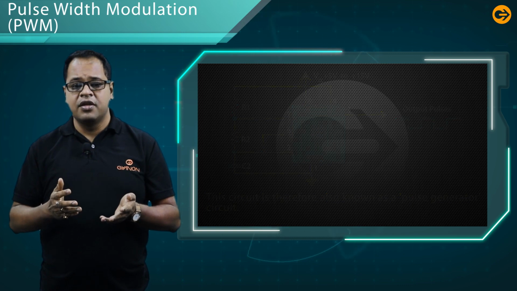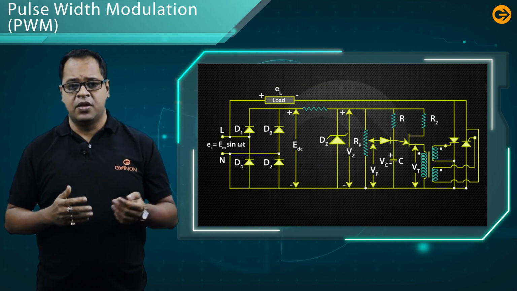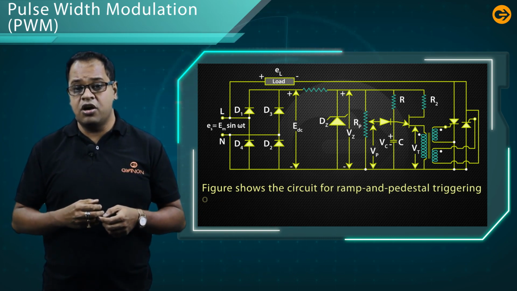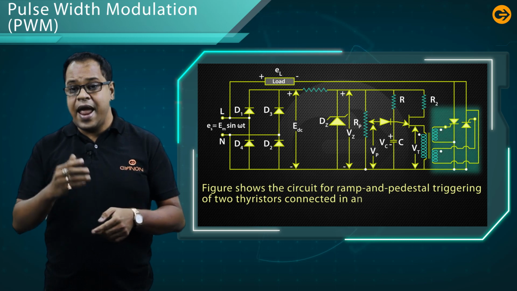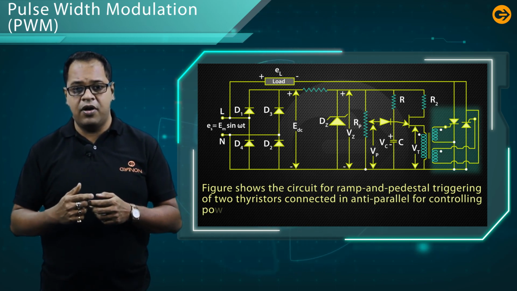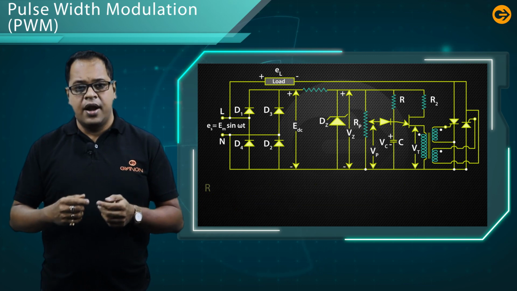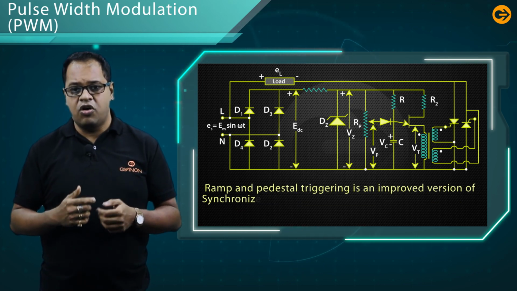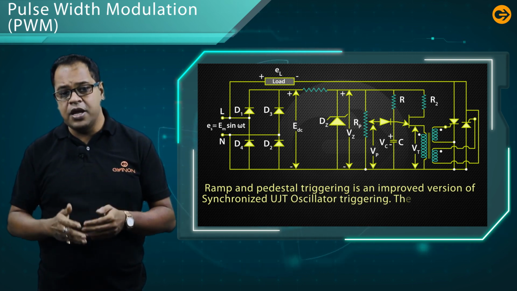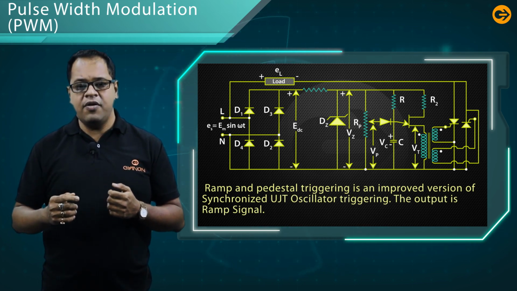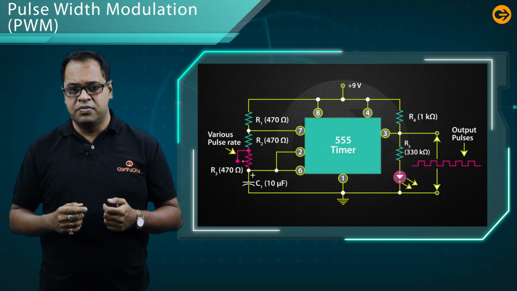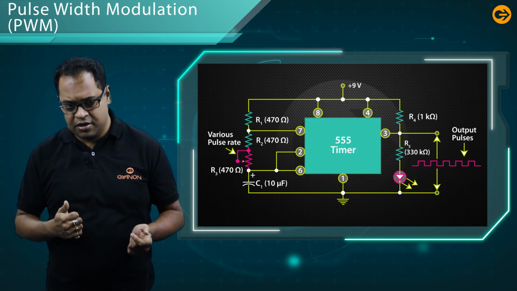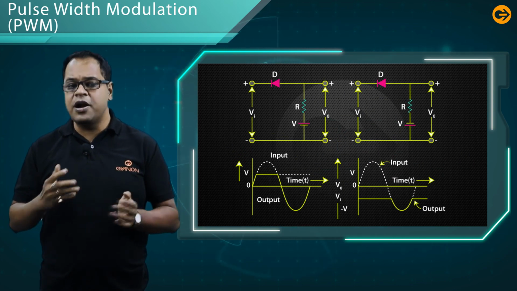Now let us discuss the ramp and the pedestal generator. The figure shows ramp and pedestal triggering of two thyristors connected in anti-parallel for controlling the power in an AC load. Ramp and pedestal triggering is an improved version of synchronized UJT oscillator triggering. The output is simply one ramp signal. Now let us discuss pulse generation. The reference pulse is generated by the 555 timer circuit. Now let us discuss the clipper circuit.